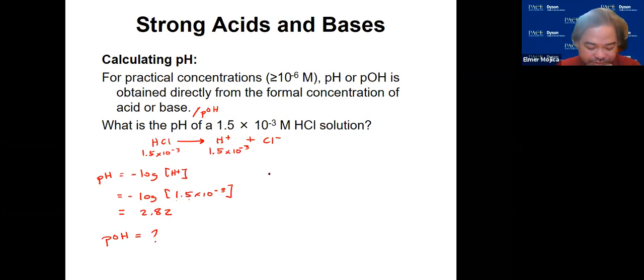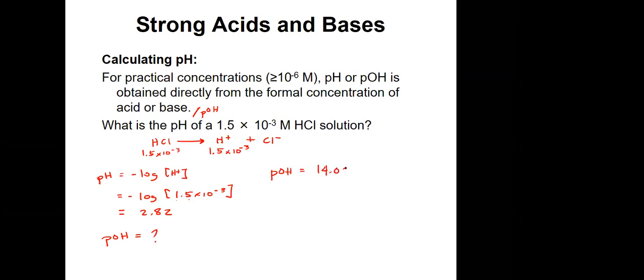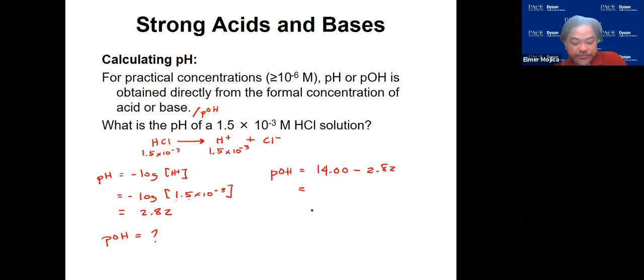So pOH is just equal to what? 14 minus pH. 14 minus the pH. So this will give you around 11.18. Okay? So everyone still knows this concept.